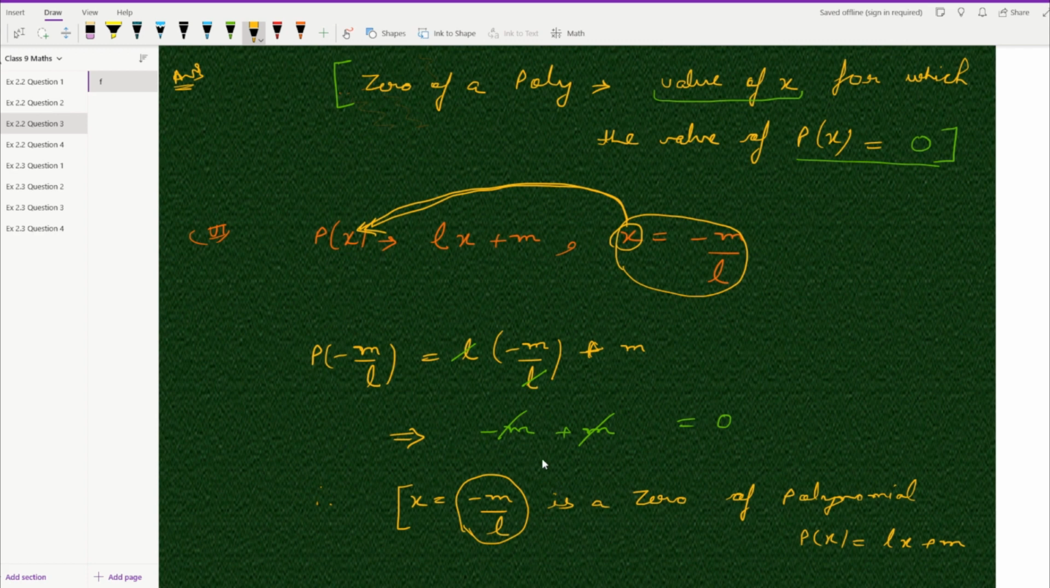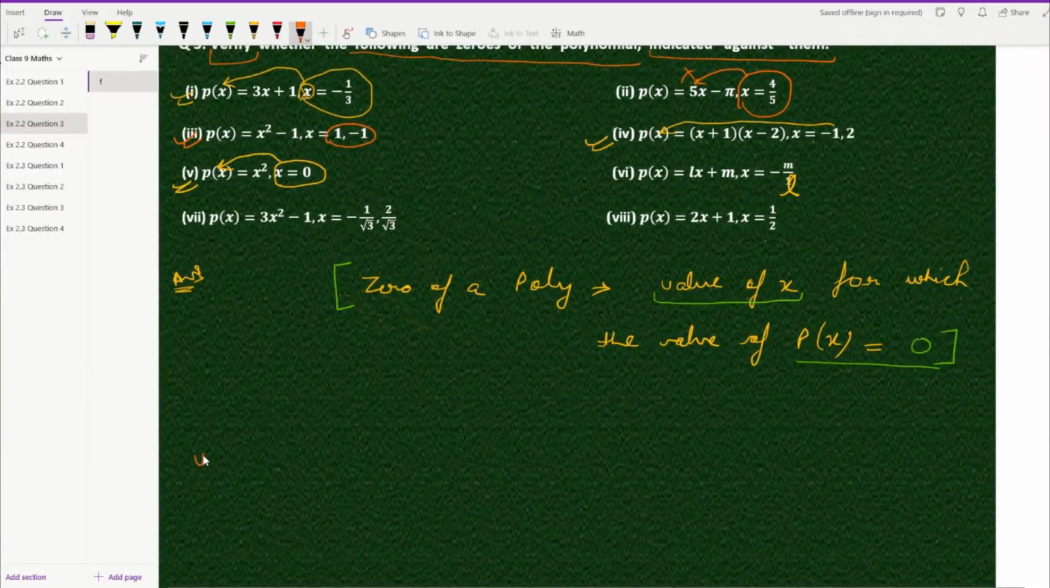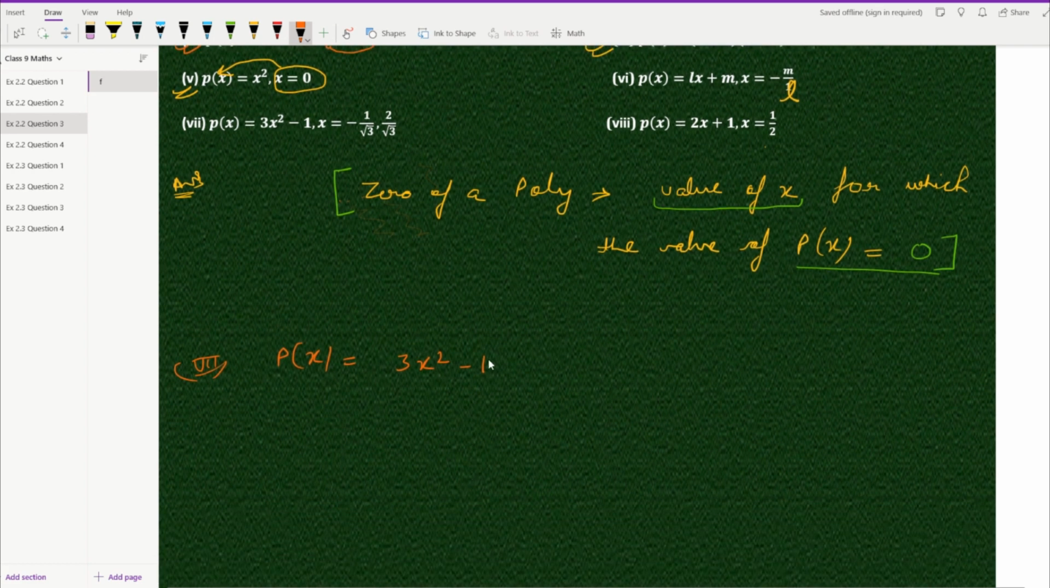And we come to the next part. Now we'll come to the 7th part of this question. We have here the polynomial p(x) = 3x² − 1, and we have to check whether the values x = −1/√3 and 2/√3 are zeros of this polynomial. So it is very simple.